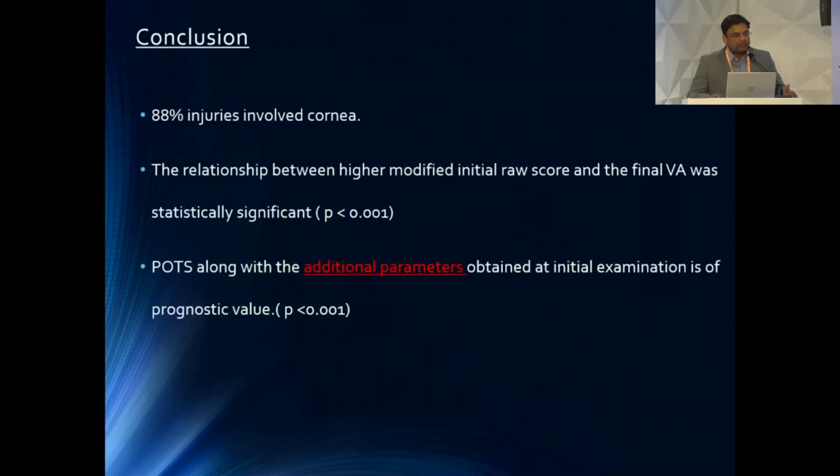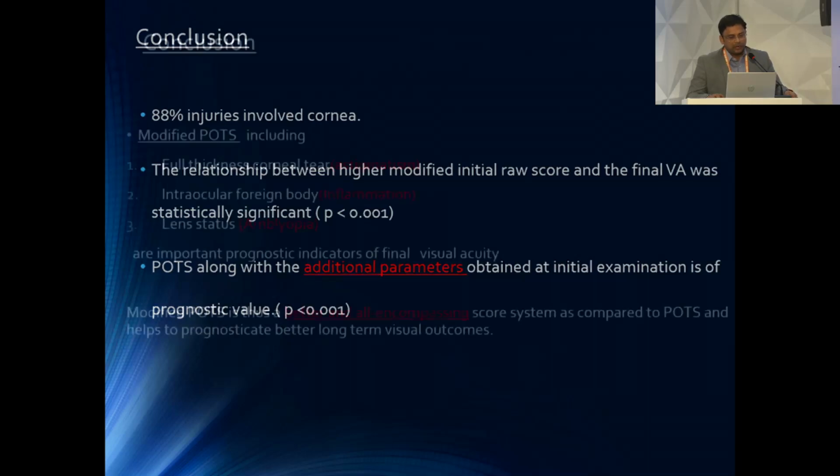So 88% injuries involved cornea, and this is a very important parameter which has been missed by the pediatric ocular trauma scoring system. So we have included these scores into a modified ocular trauma score, which can be the standard of reference for all our prognostication of pediatric ocular injuries.